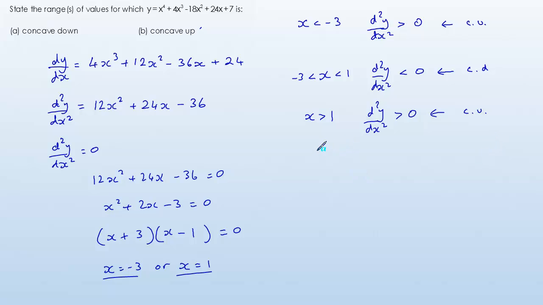So we can say, so we want concave down first, that x is between negative 3 and 1, and then in part B we can say that x is less than negative 3 or x is greater than 1.